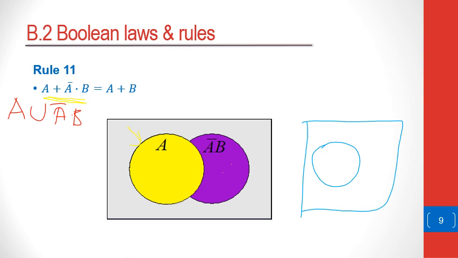Now that should be equivalent to when you simply have the two shapes and you have A or B. So it's simply equivalent to the stuff that you have in A plus the stuff that you might have in B. So this then becomes equivalent. So you can use the Venn diagram to prove that.